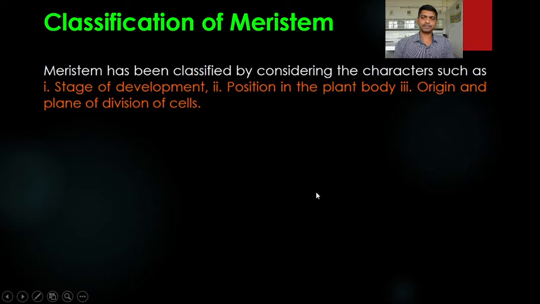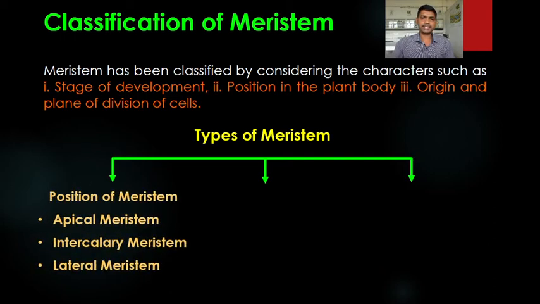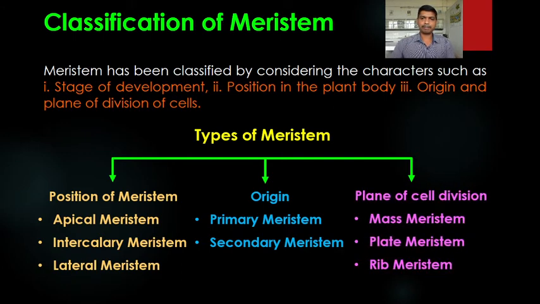Welcome back, dear students. In the previous lecture we got up to the classification of the meristem. The meristem has been classified into various types on the basis of three criteria. The first one is the position of meristem, on the basis of which there are three types: apical meristem, intercalary meristem and lateral meristem. Then according to the origin there are two types: primary meristem and secondary meristem. Then on the basis of plane of cell division there are again three types: mass meristem, plate meristem and rib meristem. One by one we are going to study these different types of meristem.